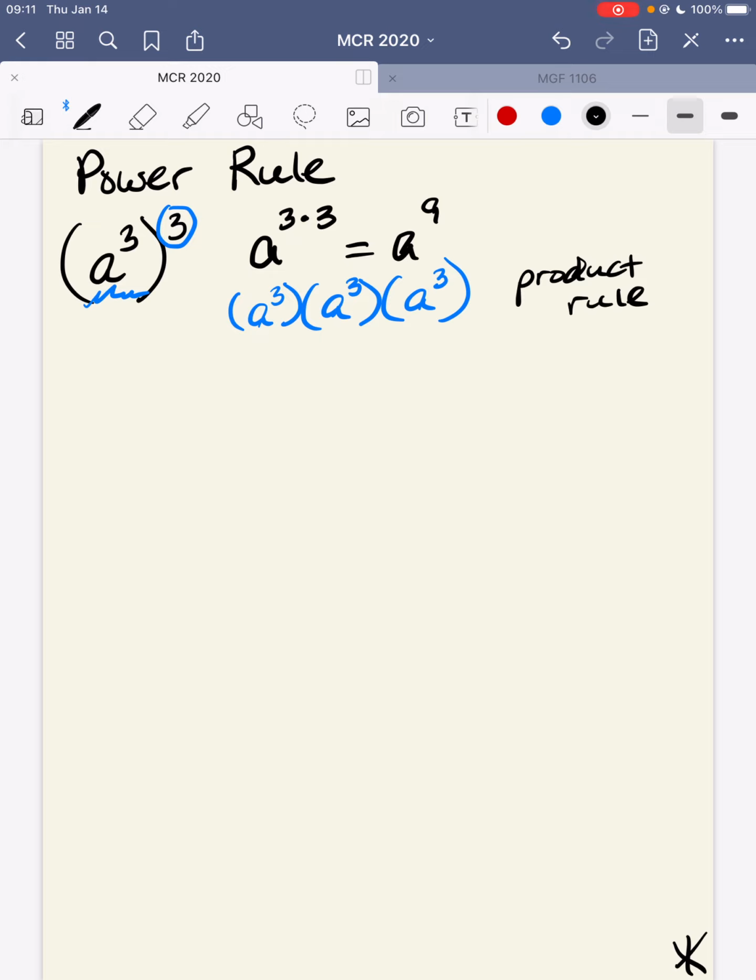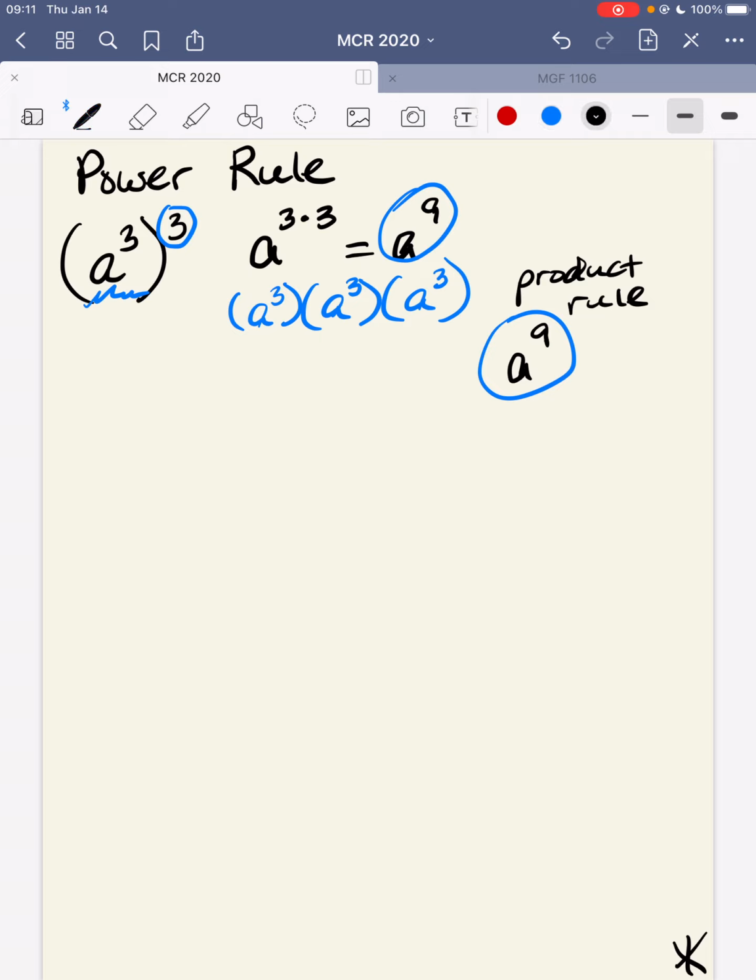And I can go ahead now and add all my exponents and keep my base. So 3 plus 3 is 6, 6 plus 3 is 9, and I end up with the exact same answer no matter which way I go ahead and approach it. And you could do any of these either way, doesn't matter.